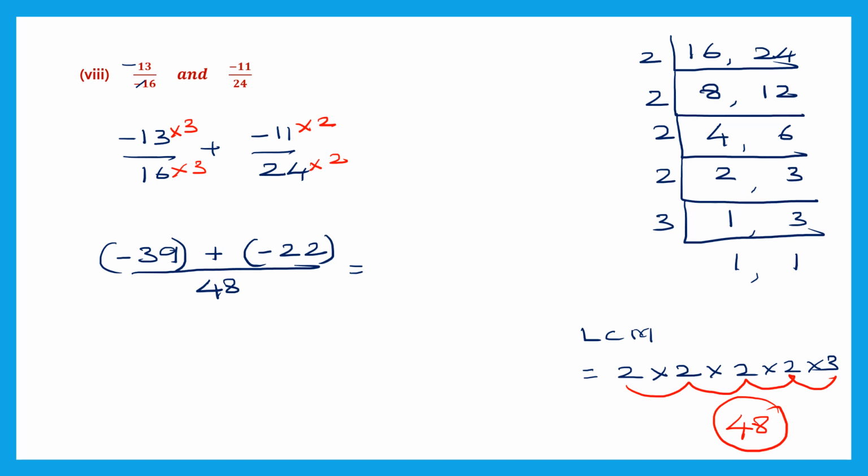Signs are the same. Put the same sign and add. So now let's add 39 and 22 and see what we get. 9 plus 2 is 11, carry 1, 3, 4, 5, 6. So what do we get? Minus 61 by 48. So this is our final answer.